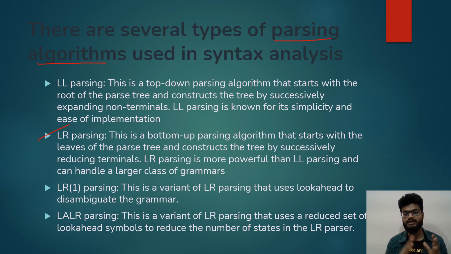Like if we are having a very large class of grammars, large number of loops, so we use LR parsing over LL parsing, because it starts from the result, rather than from the root node, and we will only go to that terminal which is required for our tree.